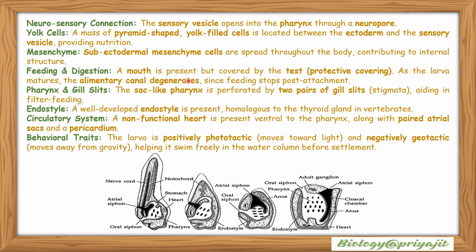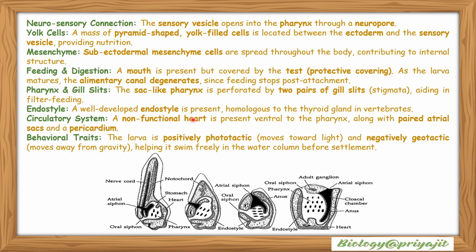Feeding and digestion. A mouth is present but covered by a protective covering. As the larva matures, the alimentary canal degenerates since feeding stops post-attachment. Pharynx and gill slits. The sac-like pharynx is perforated by two pairs of gill slits, that is stigmata, aiding in filter feeding. Endostyle. A well-developed endostyle is present, which is homologous to the thyroid gland in vertebrates.